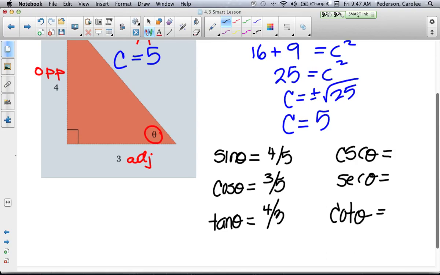Now what do we do with those fractions on the left? Flip them. Reciprocate them. So that becomes 5/4, 5/3, 3/4. Remember this from geometry a little bit?